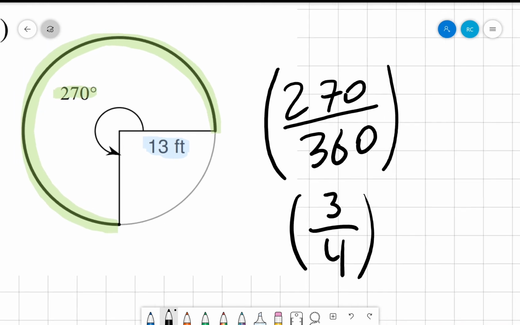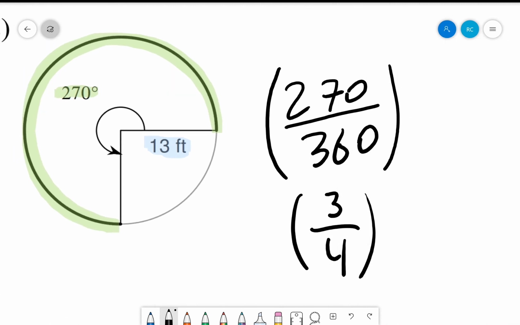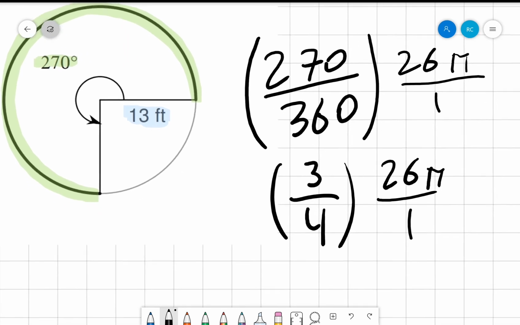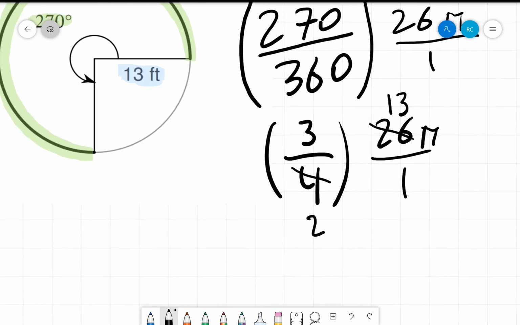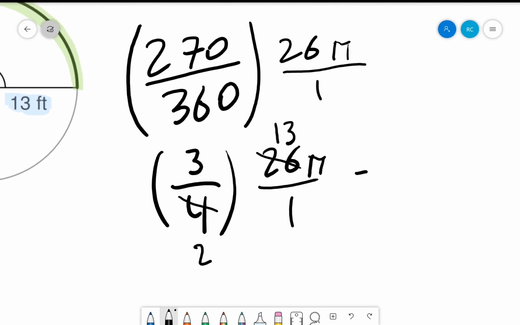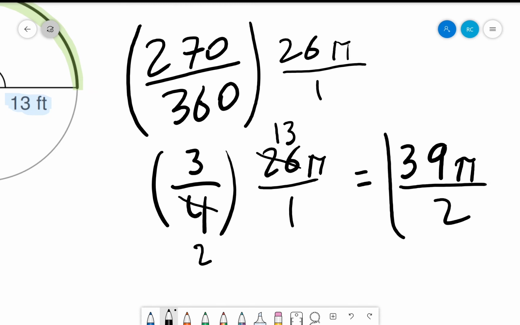So now we just need to know how much the total circle is, which is going to be, let's see, 13 times 2 for the diameter is 26. So it's going to be 26 pi over 1. Let's see, 4 on the bottom, 26 on the top. Those can cancel. So we get 13 on the top and 2 on the bottom. It looks like we get 39 pi over 2.